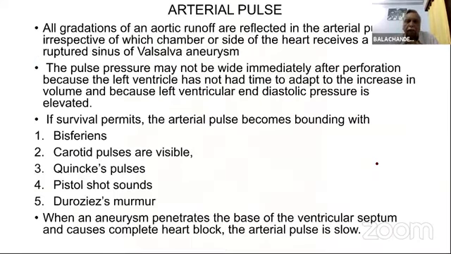Next slide. The arterial pulse is there, but bisferiens is not very common, but it can be felt. Carotid pulses are visible. Quincke's pulses are visible. Pistol shot sounds can be heard. Duroziez's sign as well. But the difference between AR and all this is that you will not get the dilatation of the aorta, which you will be getting in AR. In AR, you get suprasternal pulsations, and you may get a lot of other pulsations. But in ruptured sinus of Valsalva, you will not get suprasternal pulsations because the aortic runoff is at the base of the aorta. That is, the aorta is not that much dilated. And sometimes when an aneurysm penetrates the base of the ventricular septum, it will cause a complete heart block, and sometimes there will be a slow heart rate.